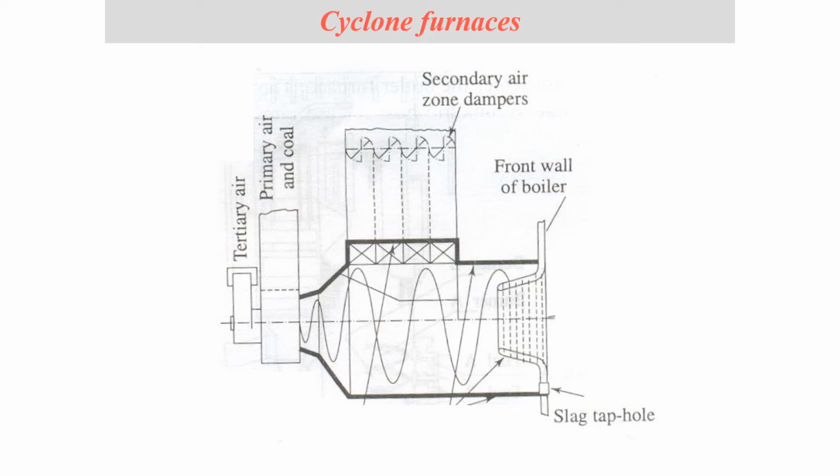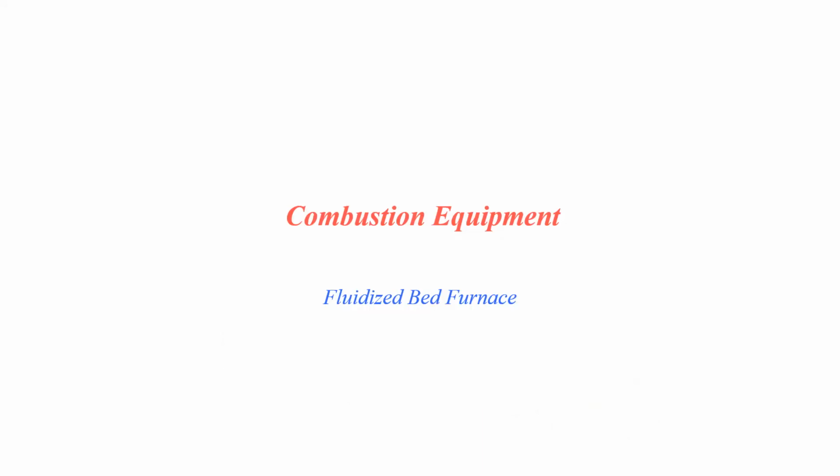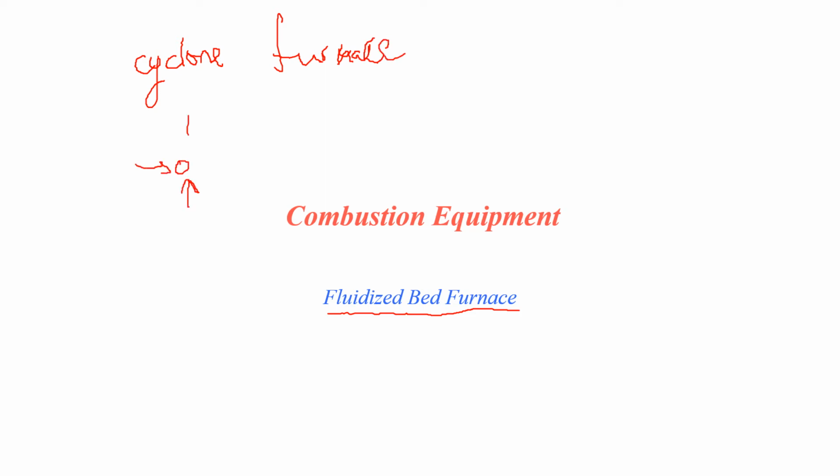Okay, so now we move on to the next topic, the last furnace kind, which is called the fluidized bed furnace. The last device we saw was the cyclone furnace, and the cyclone furnace was successful because it caused air to interact with all sides of the coal. But coal has a tendency of sticking to the sides of the furnace, so the efficiency is slightly hampered.